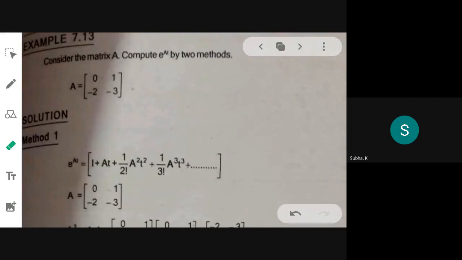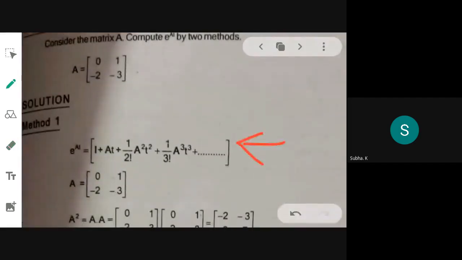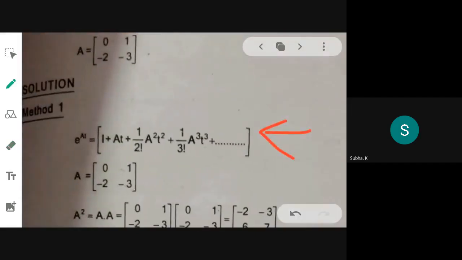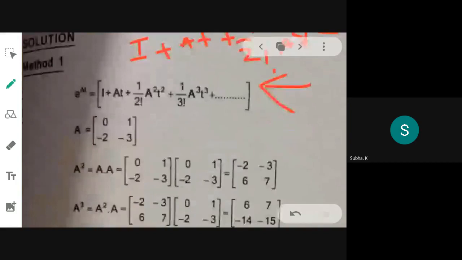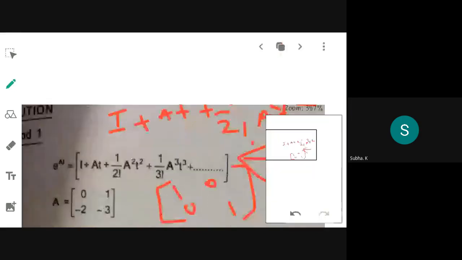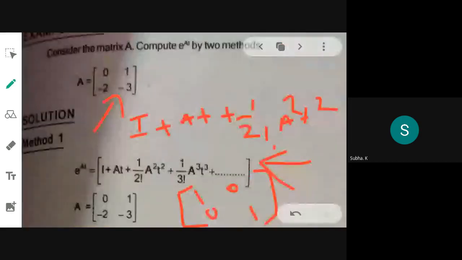By the matrix exponential method, the first method, e power At is given by the standard formula I plus At plus 1 by 2 factorial A squared t squared, and so on it will go. I is nothing but the unity matrix. So it will be 1 0 0 1 because it is 2 cross 2, an identity matrix. A is directly given in the problem: 0 1 minus 2 minus 3. You just need to substitute that in the given formula and obtain the result.